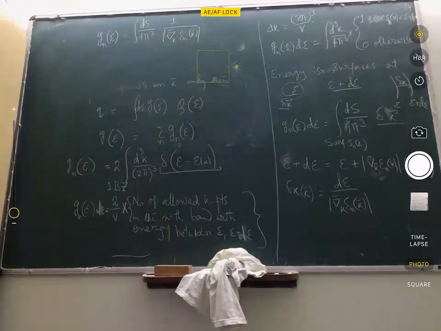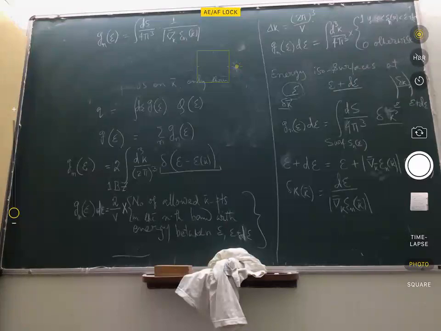So that form is the important thing. Now notice what we learned from here is that whenever the gradient vanishes, that denominator becomes 0. So what does that lead to? Of course, it depends on which dimension you are in, but it definitely leads to some large value in the density of states.